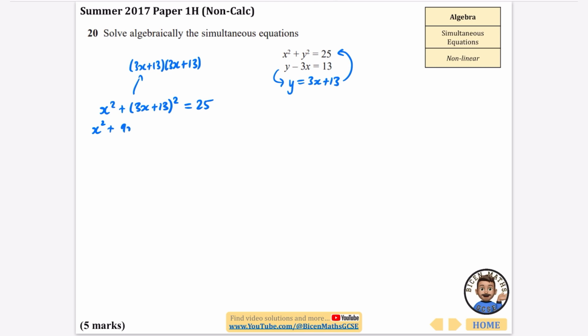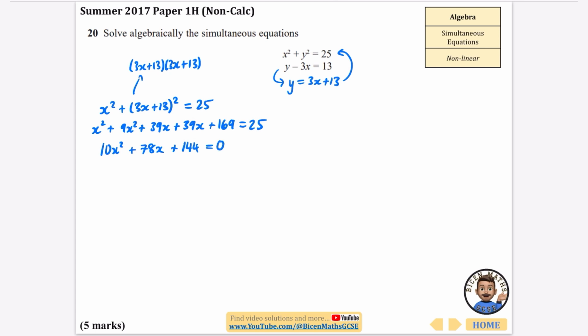That's going to give you 9x squared. 3 times 13 is 39, so you get a 39x. You're going to get another 39x, and then you're going to get 13 times 13, which is 169, and that's equal to 25. So we get 10x squared, 39 plus 39, that is 78x, and then 169 take away 25 is 144. And of course you can do any working out that you need to over on the side of the page, just to make sure you've got those numbers right.